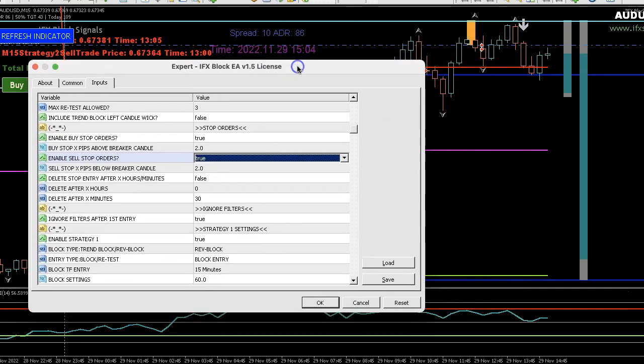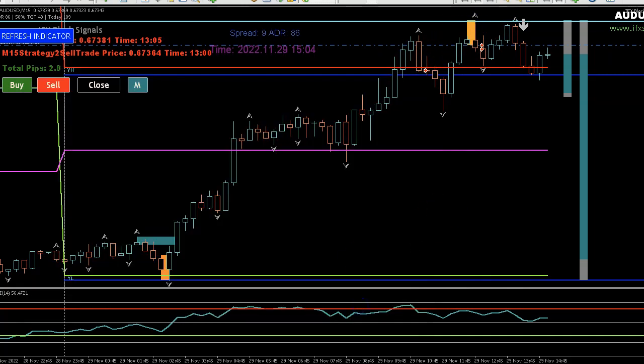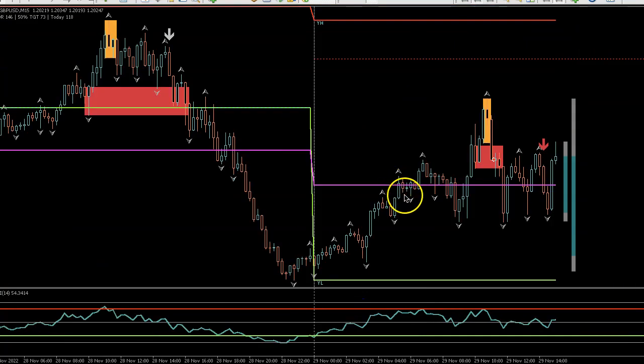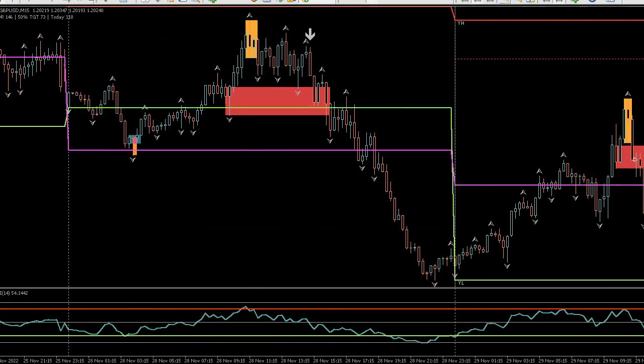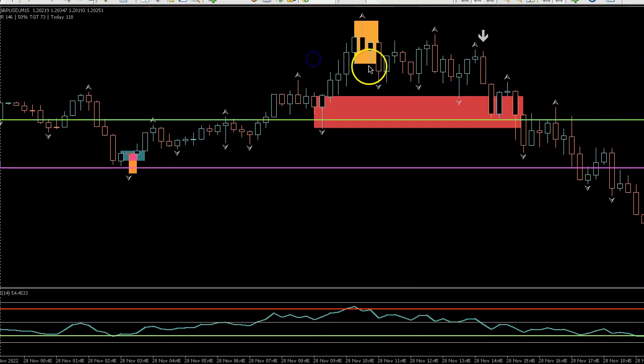So for example, what could be a good example right over here? Maybe with pound dollar, right? Oh, this is a perfect example. So we get the block, right? It took 1, 2, 3 candles. I actually had an entry, but let's just say we enter.